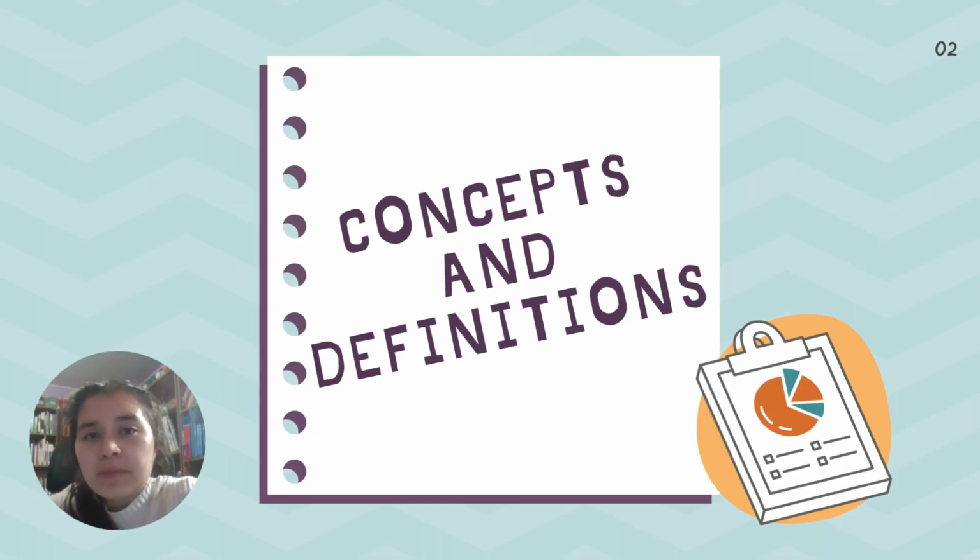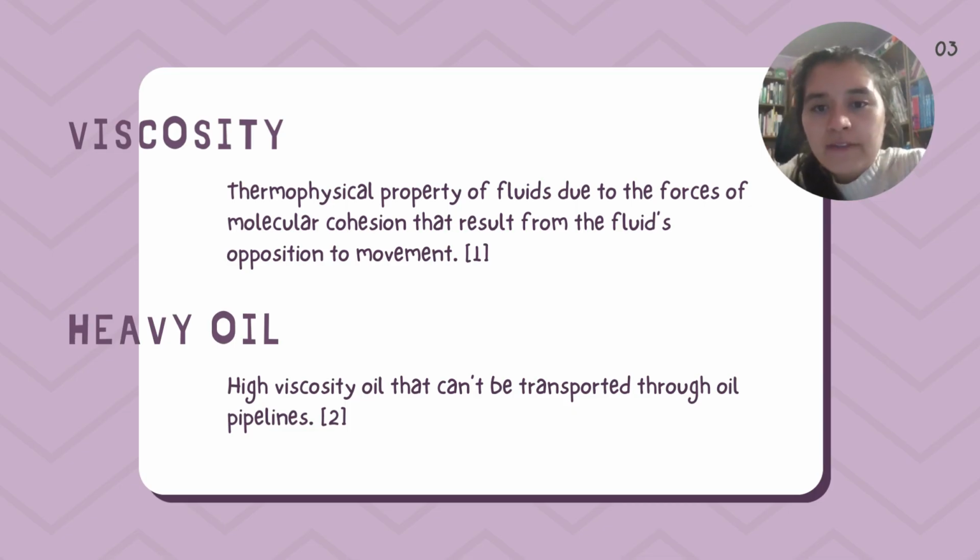First of all, we are going to explain two main concepts and definitions. The first of them is viscosity, a physical property of fluids due to the forces of molecular cohesion that result from the fluid's opposition to movement. And the second one is heavy oil, that is high viscosity oil that can be transported through oil pipelines.